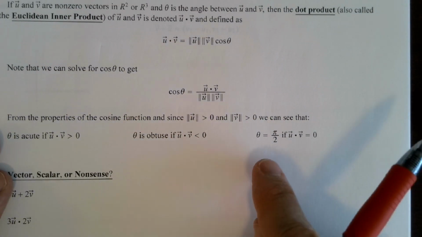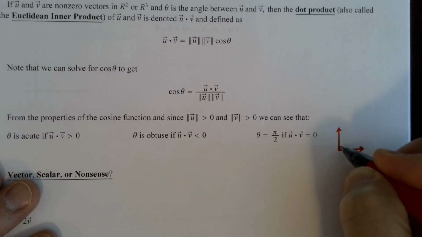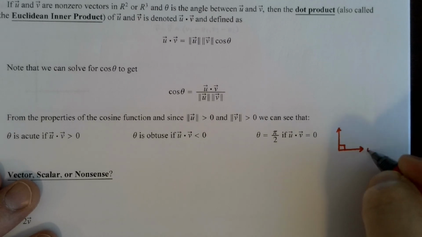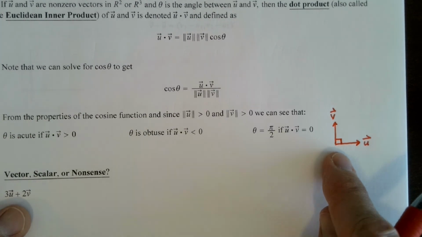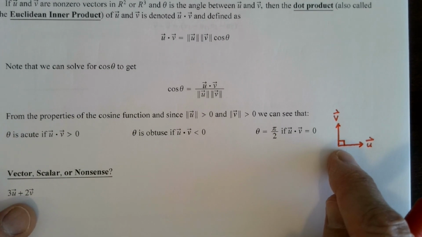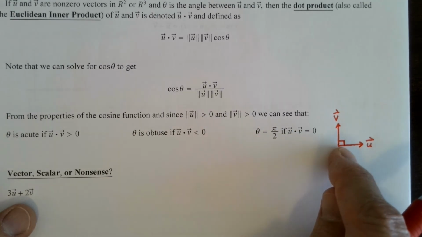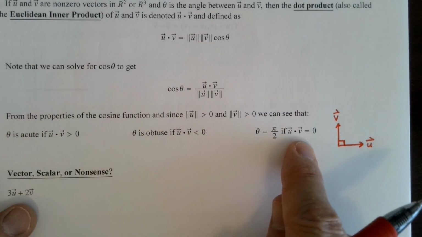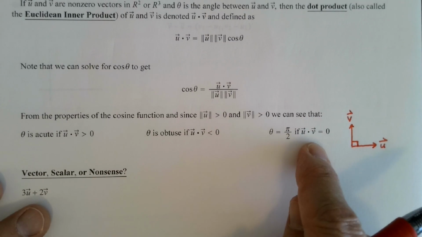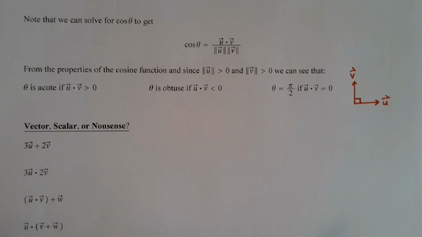Now, what happens if the angle between the two is pi over 2? Then vectors u and v are perpendicular. We'll actually give that a special name very shortly, called orthogonal. When vectors are perpendicular, we say they're orthogonal to one another. What do we know? That angle is pi over 2. Cosine of pi over 2 is 0, and so the dot product is 0. That's going to be an important observation: when the dot product is 0, the two vectors are perpendicular.